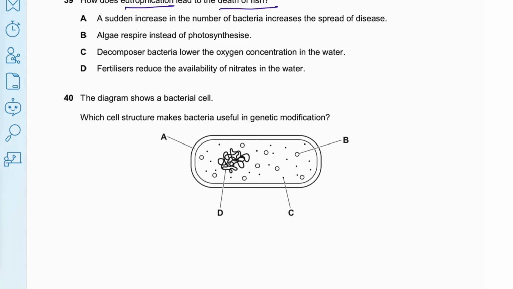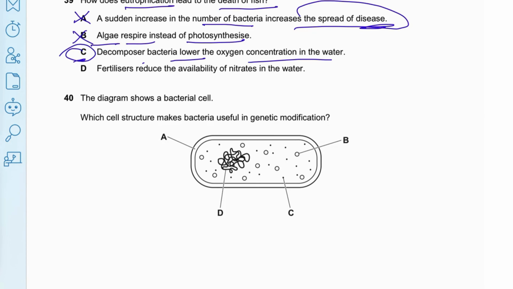39. How does eutrophication lead to the death of fish? Number A. A sudden increase in the number of bacteria increases the spread of diseases. This is wrong. We don't talk about diseases in eutrophication. We talk about depletion of oxygen, thus causing death of organisms. Algae respire instead of photosynthesize? No. Bacteria respire to act as decomposers. C. Decomposer bacteria lowered oxygen concentration in the water? Yes.